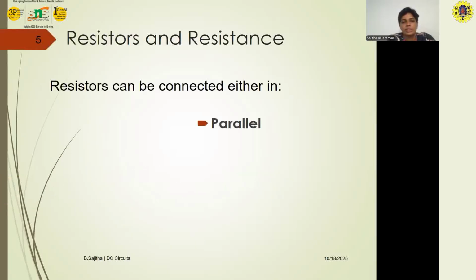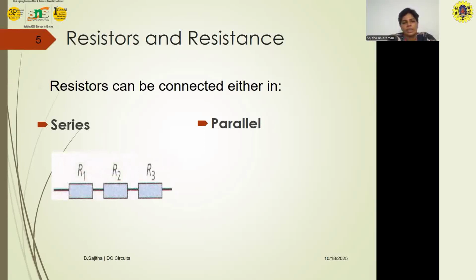Resistors and resistance: there should be a clear demarcation between what a resistor is and what resistance is. This question I am putting to you all. Resistance can be connected in parallel, also in series. Resistors are the physical form where you can see the element, and resistance is the opposition offered by it.